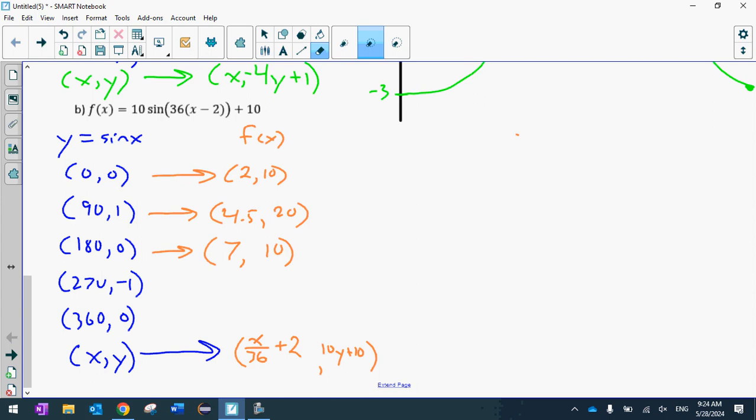Okay? The next point, 270 divided by 36 plus 2, I guarantee you that's 9.5. Hey, you don't believe me? You can try and count that. And then I get negative 10 plus 10 is 0. And then 360 divided by 36 would be 10 plus 2, which gives me 12. I could tell without doing that that's going to be that. And then 0, I get 10.